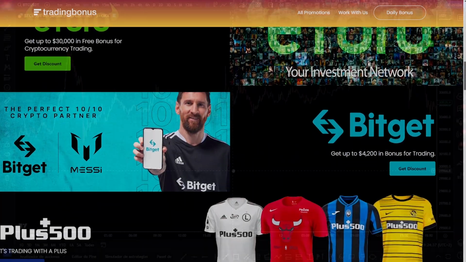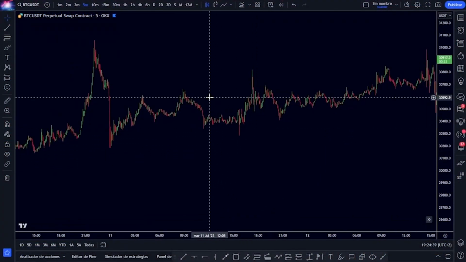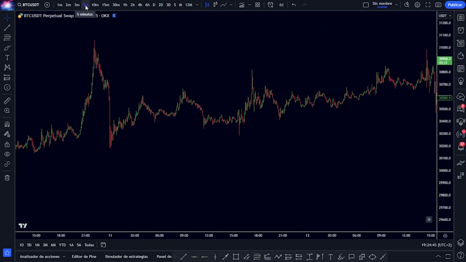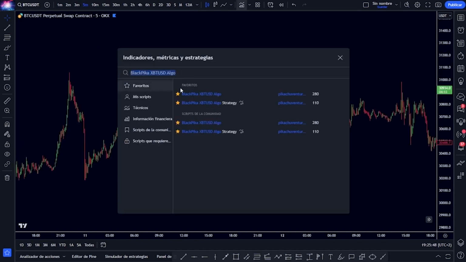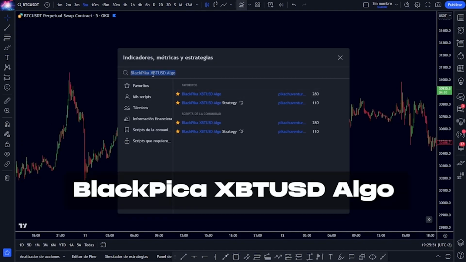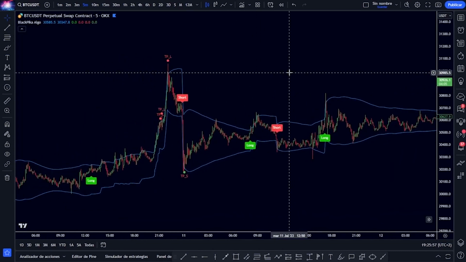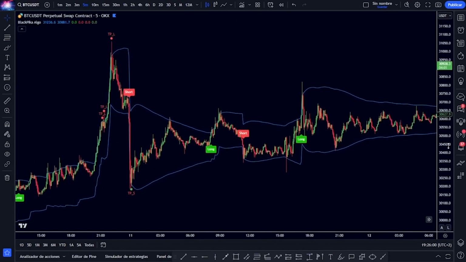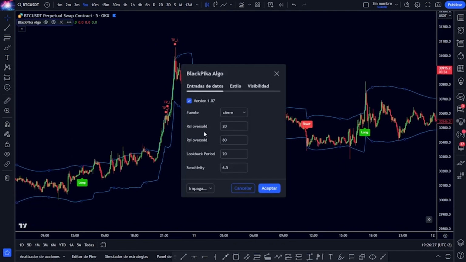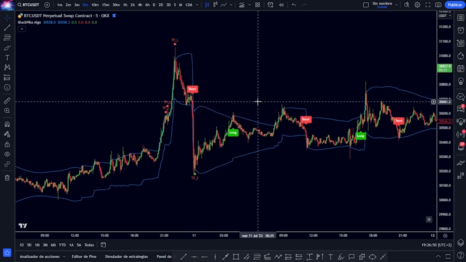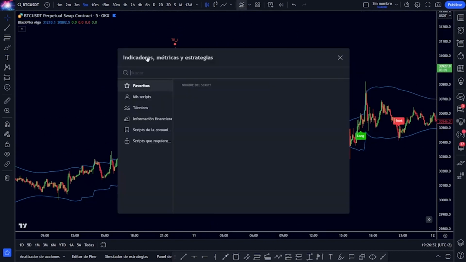As I said in the introduction, today we will see a very simple strategy for scalping in the 5-minute time frame and try to make good profits without having any advanced knowledge. The first indicator that we will place will be the Black Pica's Test Algo. Yes, it has a name a little strange, but you will see right now how much information it is able to provide us. The first thing we have to do is, in the configuration part, change the sensitivity from 6.5 to 6. It would look something like this, and we are going to rely now on another indicator.